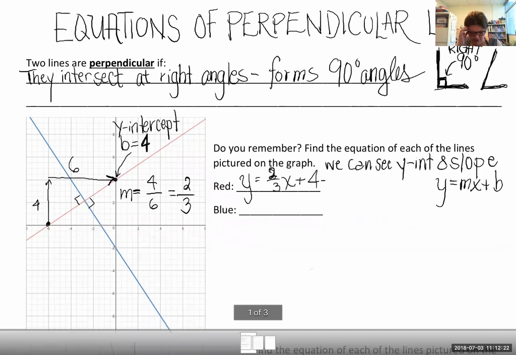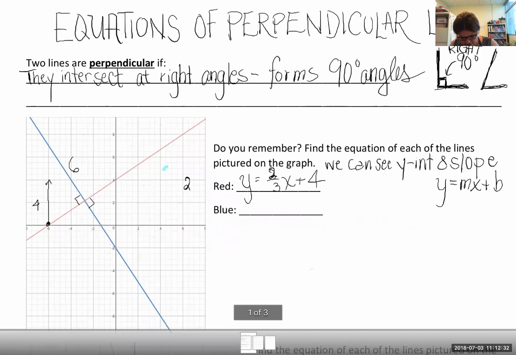Now let's compare that to this perpendicular line, the blue line. So I'm going to go ahead and erase these notes here so we can examine the blue line on the same graph. Okay, so now our blue line. Where does our blue line intersect? Well, clearly it intersects the y-axis at -2, so I have a y-intercept, or b, of -2.